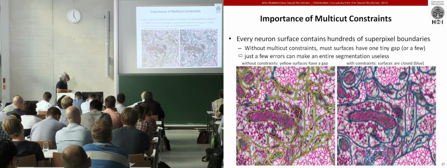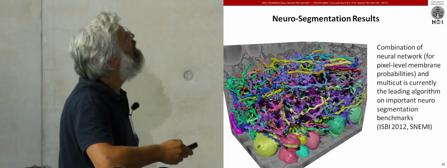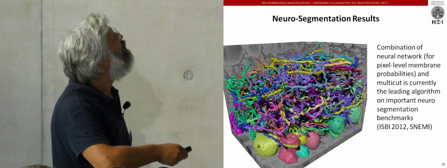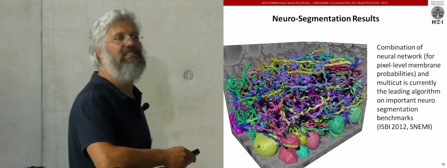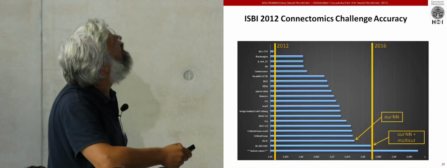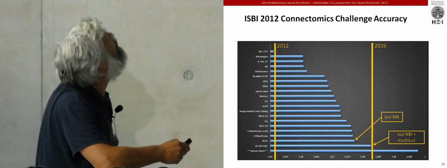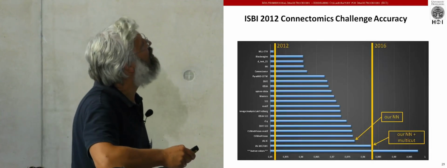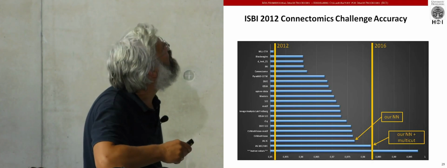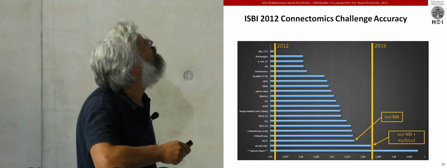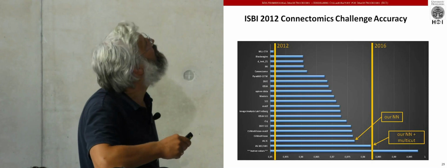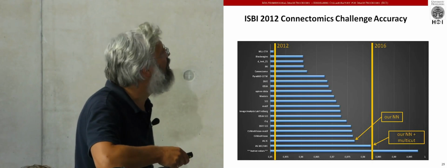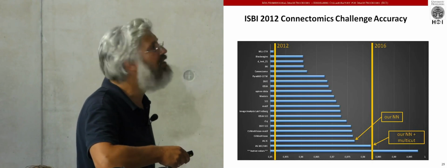And here with multicut constraints, the blue ones are the ones that we keep and the red ones are the ones we delete. Yeah, here are some neurons that we have segmented on this basis. And here is a benchmark, the ISBI 2012 Connectomics Challenge. So we have here the results from 2012, the winner of 2012 when this challenge was first made. So it's around 95% correct.